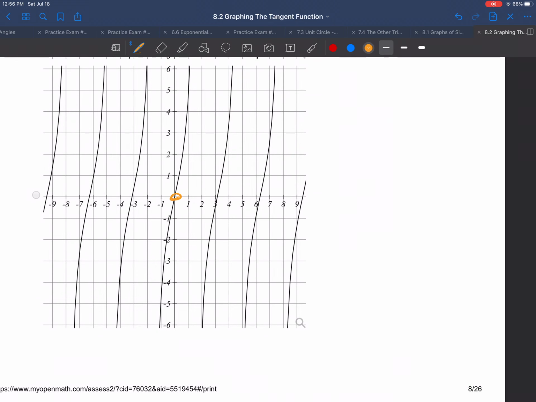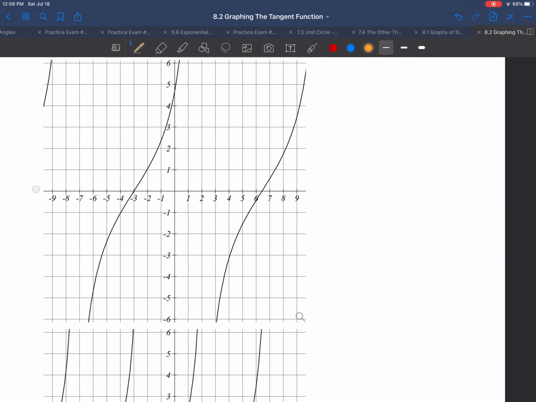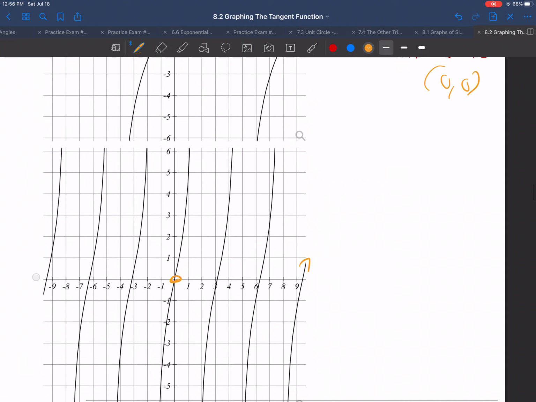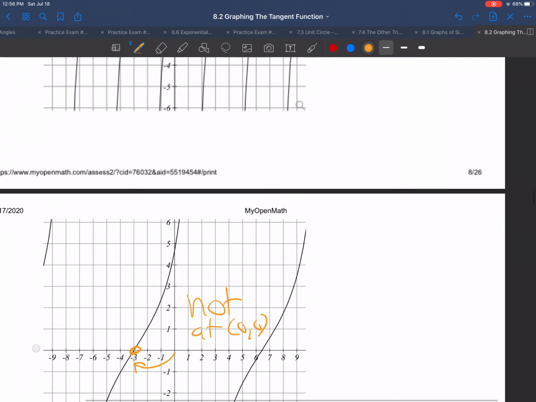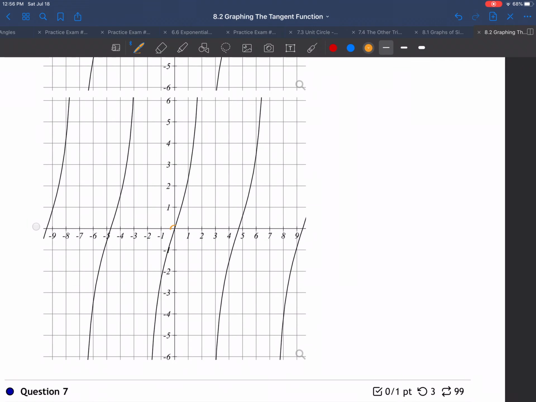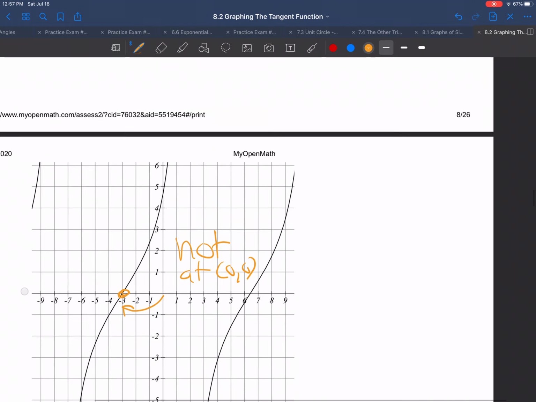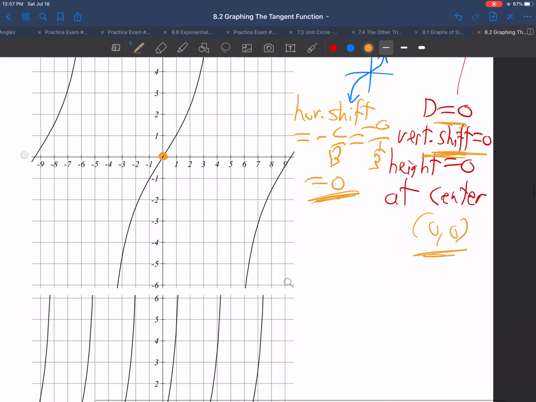This one goes through 0, 0 and is going up. Looks good. This one does not go through 0, 0. So that one's been horizontally shifted. That's not right. We already said the center's got to be 0, 0 because the horizontal shift is 0. The vertical shift, the D, is also 0. So it's 0, 0. How about this one? This one's at 0, 0 and going up. So that looks good. So we just have one that's not right so far.